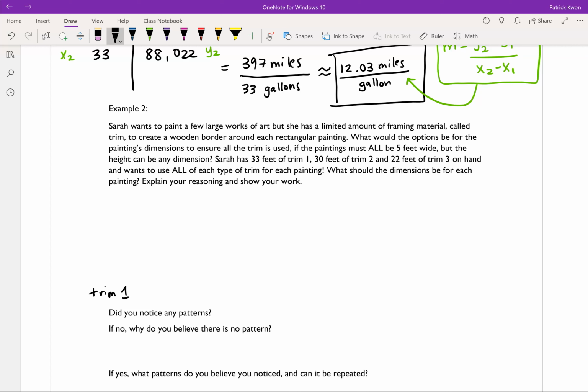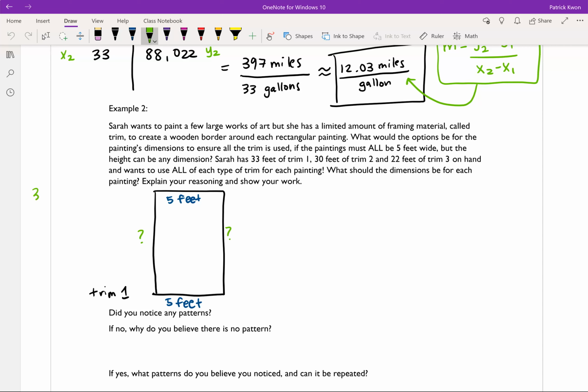We know that the paintings have to have a width of 5 feet, and we just can vary the height. And so if I'm talking about the width, we know that this needs to be 5 feet. And because it's a rectangular painting, we know that this here needs to be 5 feet as well. And then we don't know what the height is, but for trim 1, we do know that there's 33 feet total.